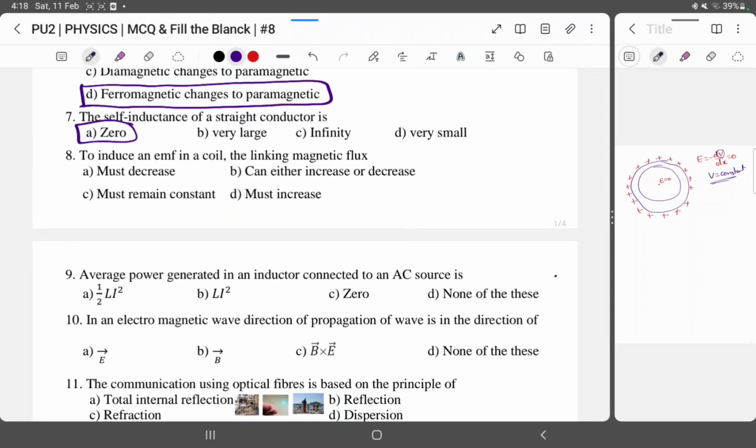To induce EMF in a coil, the linking magnetic field. So to induce EMF in a coil, let me consider a coil like this. Okay, so there is coil like this, and there is linking magnetic field. Okay, so option A, must decrease, can either increase or decrease, must remain constant, must increase. So you have been learning this particular concept from 8th standard itself.